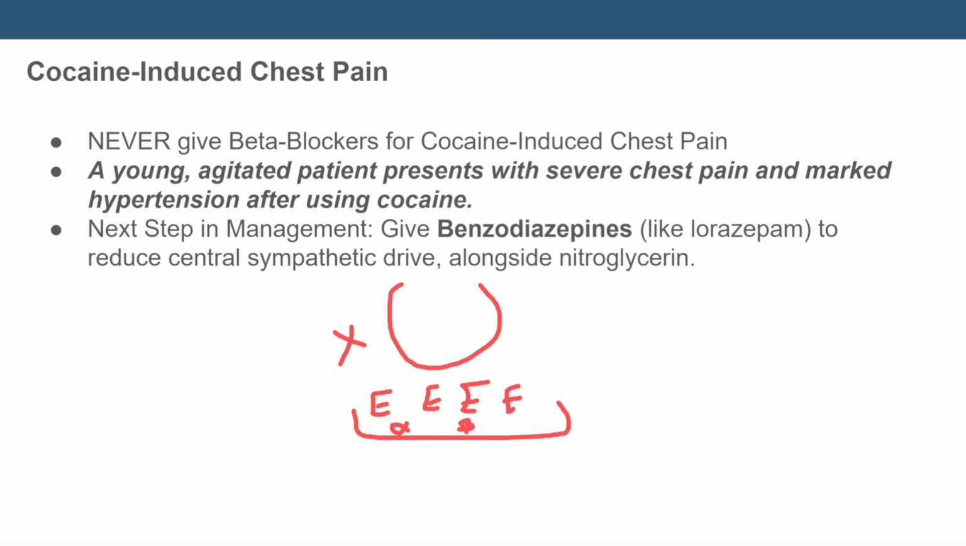So the result is that you're going to get a catastrophic, life-threatening coronary artery vasospasm, a massive spike in blood pressure, and a full blown myocardial infarction. So you have to remember that you should not pick metoprolol or propranolol. The next step in the management, or the correct step, is to give intravenous benzodiazepines such as lorazepam to reduce central sympathetic drive alongside nitroglycerine. So you're going to give benzodiazepines such as lorazepam to reduce this central sympathetic drive.